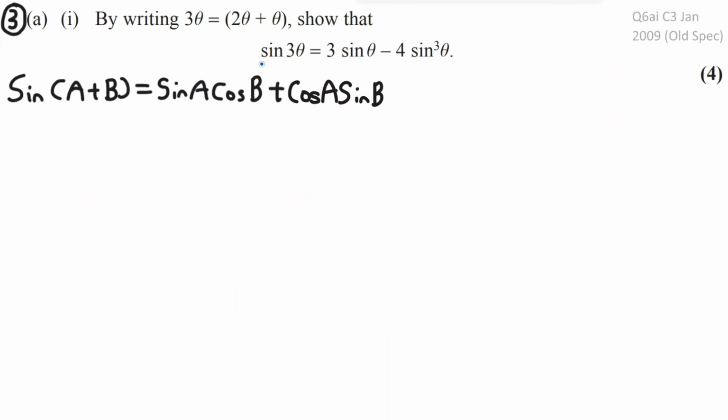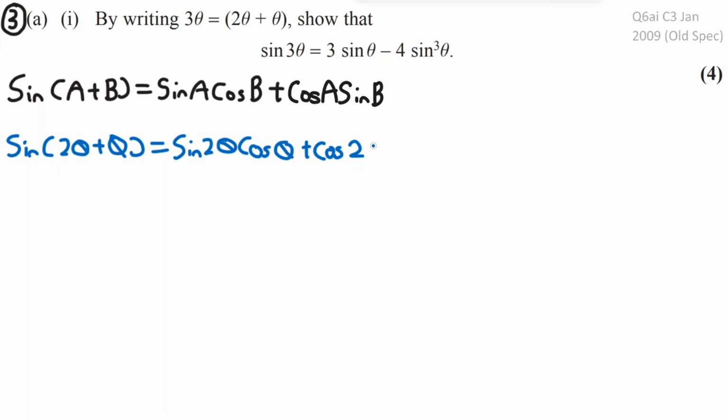So for question 3, we need to show that we can write sin of 3 theta in this format here, and it actually gives us a clue by writing 3 theta as 2 theta plus theta. So let's do that. So this is going to be sin of 2 theta plus theta, and therefore we can use the addition formula that's given to us in the formula booklet, where a is 2 theta and b is theta. So we can rewrite this as sin of 2 theta cos theta plus cos of 2 theta sin of theta, like this.